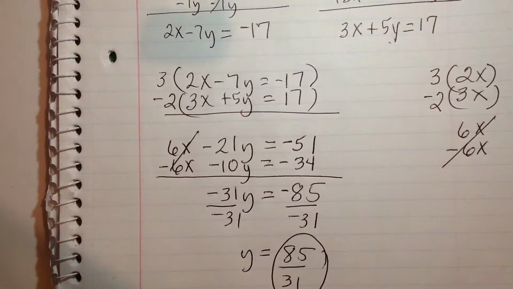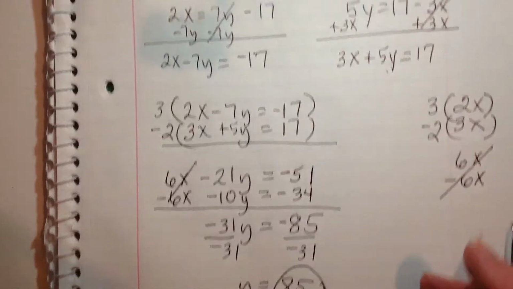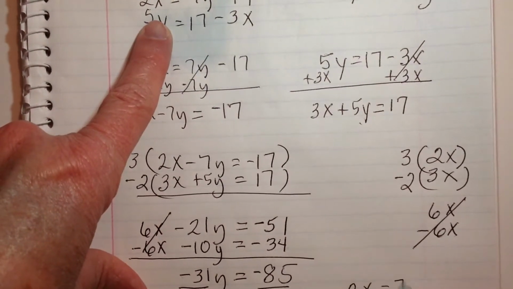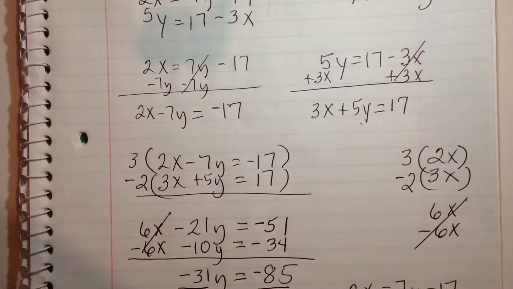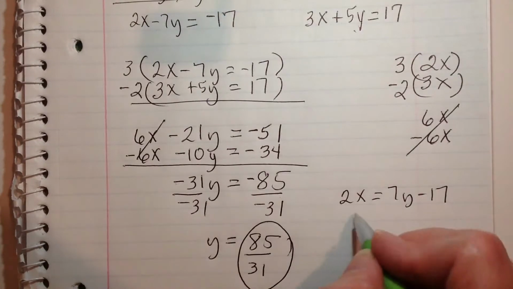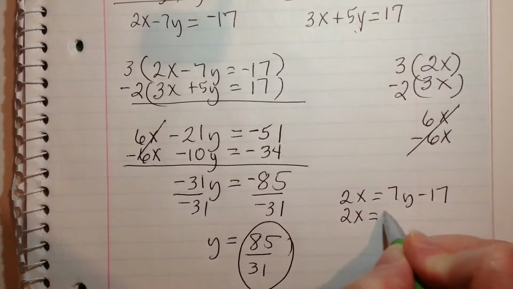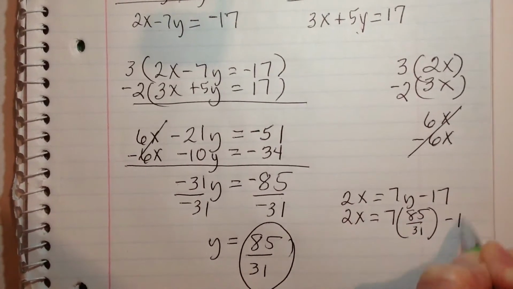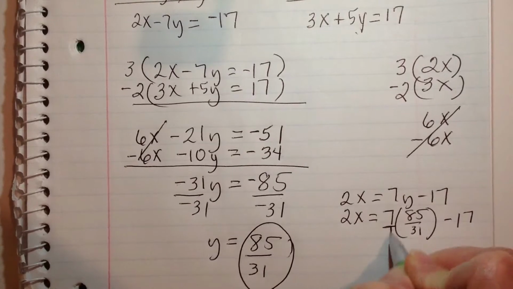Next, what I'll need to do is substitute this fraction back into one of the original problems. So let's do that. Taking either one of the original problems, I have 2x equals 7y minus 17. So I'm going to substitute my y back in to find my x. So I have 2x equals 7 times 85 over 31 minus 17. Now keep in mind 7 is over 1.